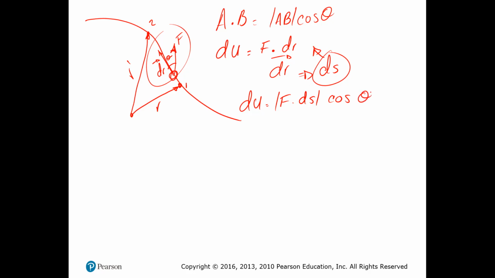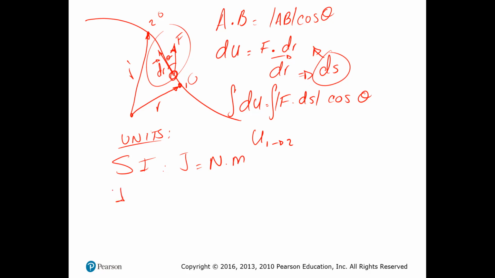When you have that, all you have to do is integrate on both sides in order to get the work performed from 1 to 2. That works from any point to a second point. Remember that the units for this in the SI system are joules, or newton-meters, and in the English system they are foot-pounds.